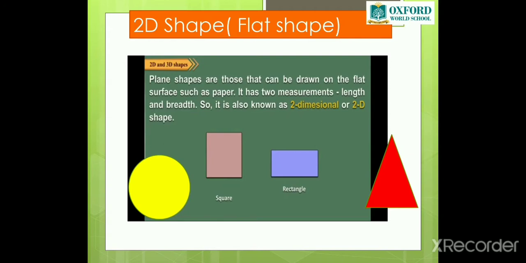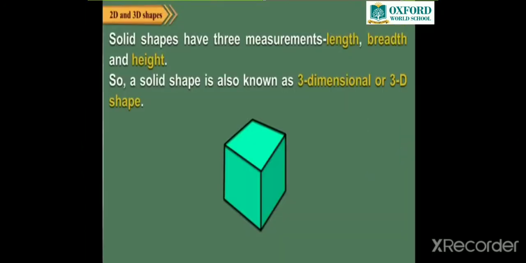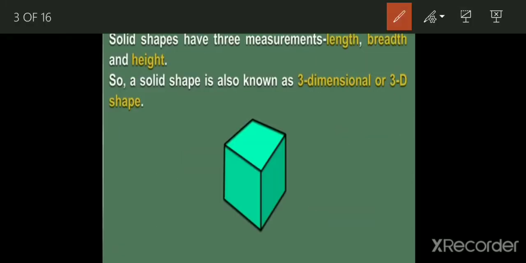Now coming to the 3D shapes. So what are 3D shapes? Well, most objects that we see around us have three measures of size: length, breadth, and height. So solid shapes have three measurements: length, breadth, and height. That's the reason why we call a solid shape a 3D shape.